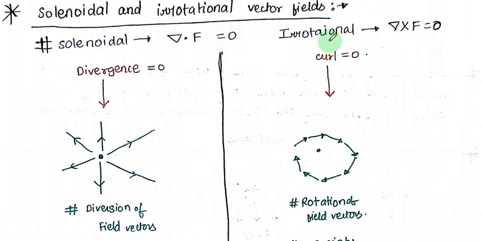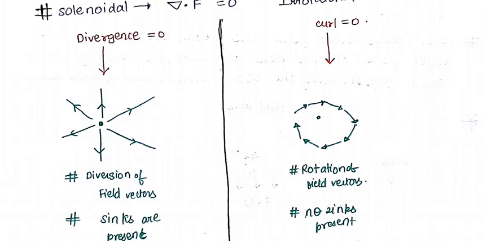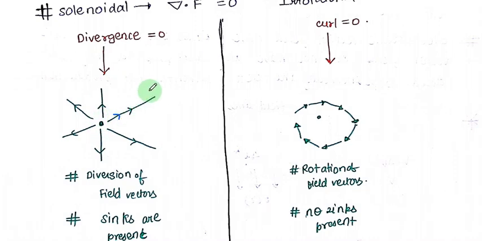And a field is irrotational if the curl is zero. Now what is divergence? Many of us do not understand the meaning of divergence and we just learn the formulas, but divergence is the spreading of field vectors. That is, if some vectors originate at a point, we say that to be a source or sink accordingly. If they are originating, this is called a source of divergence, and if they are terminating, we say that this is a sink of divergence.